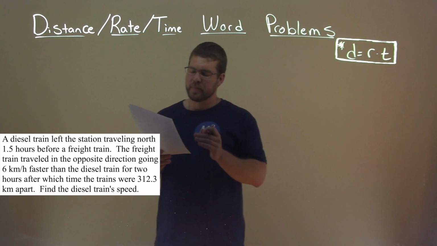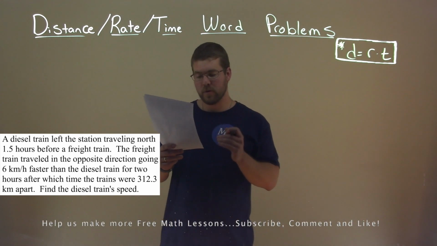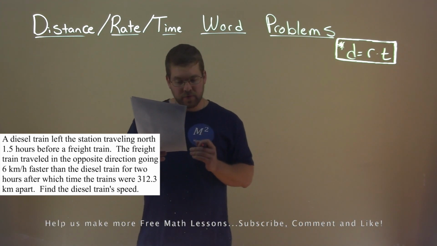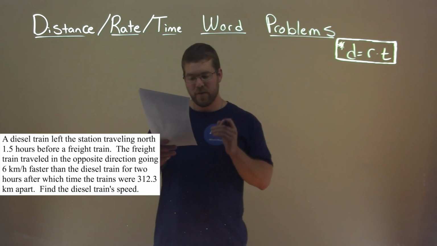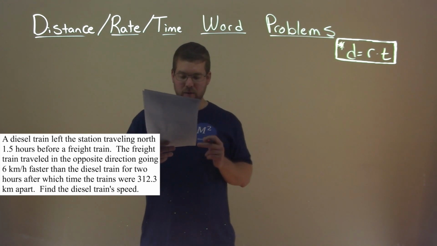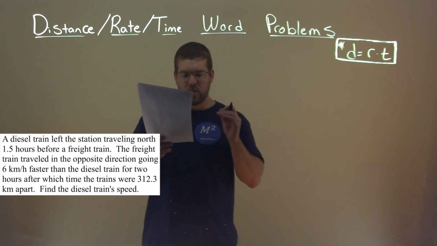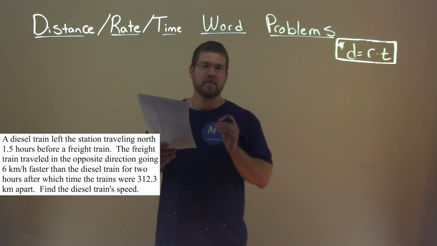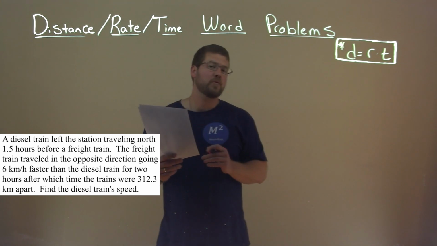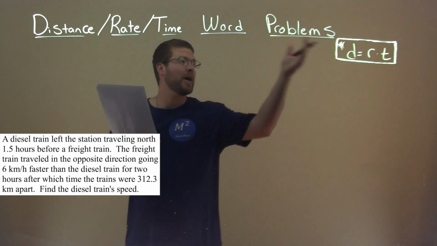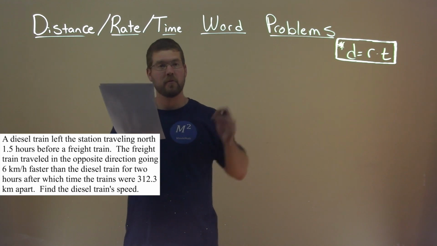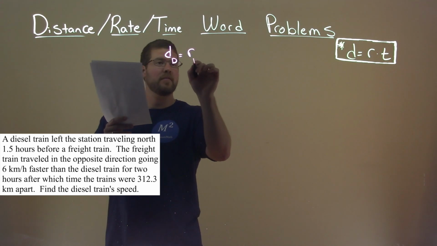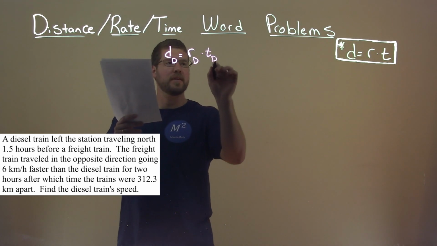I'm given this problem. A diesel train left the station traveling north 1.5 hours before a freight train. The freight train traveled in the opposite direction, going 6 kilometers per hour faster than the diesel train for 2 hours, after which time the trains were 312.3 kilometers apart. Find the diesel train's speed. Well, distance equals rate times time here. So let's write this equation for both the diesel train and the freight train. The distance of the diesel train is equal to the rate of the diesel train times the time of the diesel train.